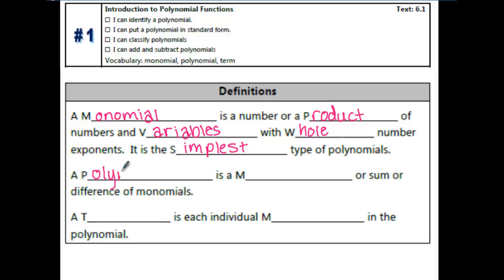A polynomial is a monomial or sum or difference of monomials. And a term is each individual monomial in the polynomial.